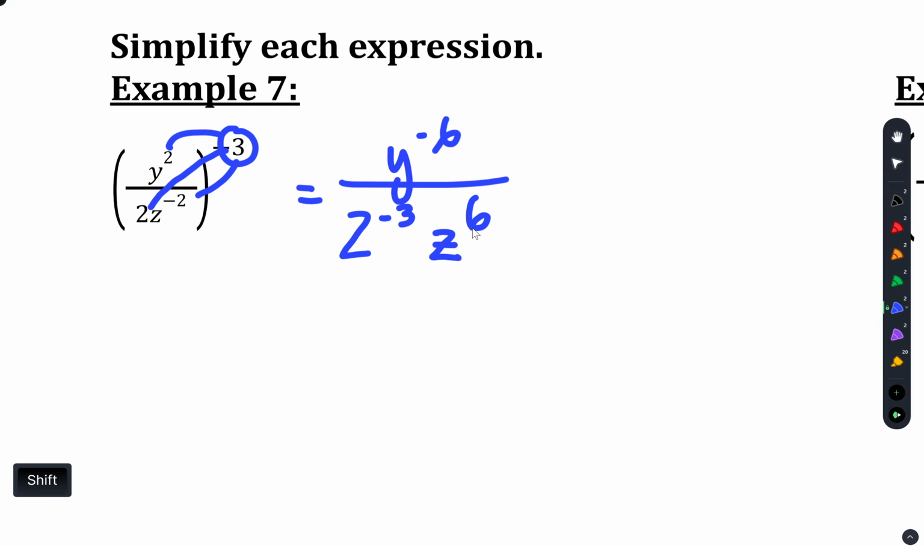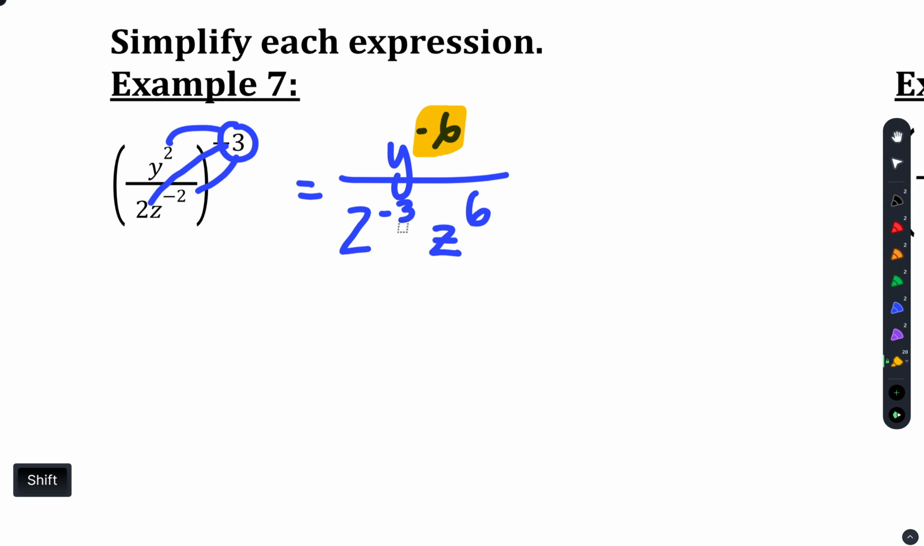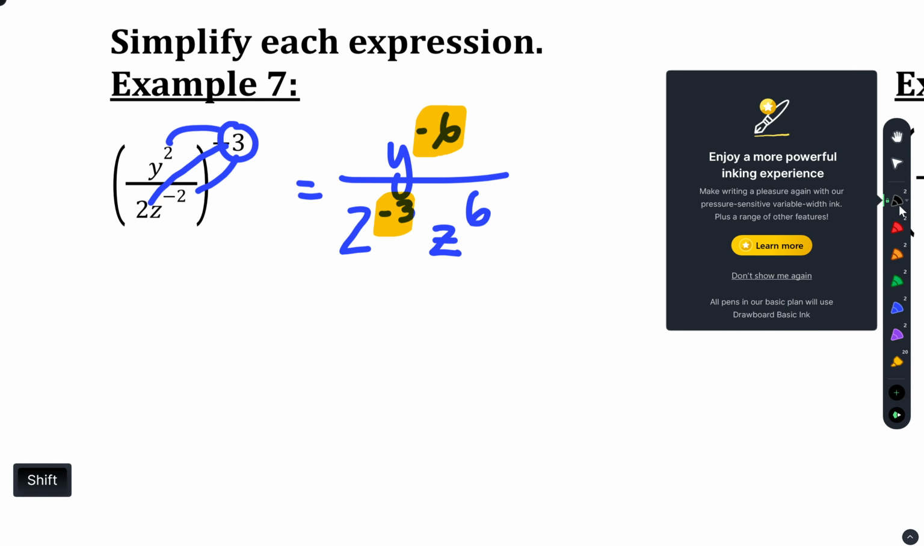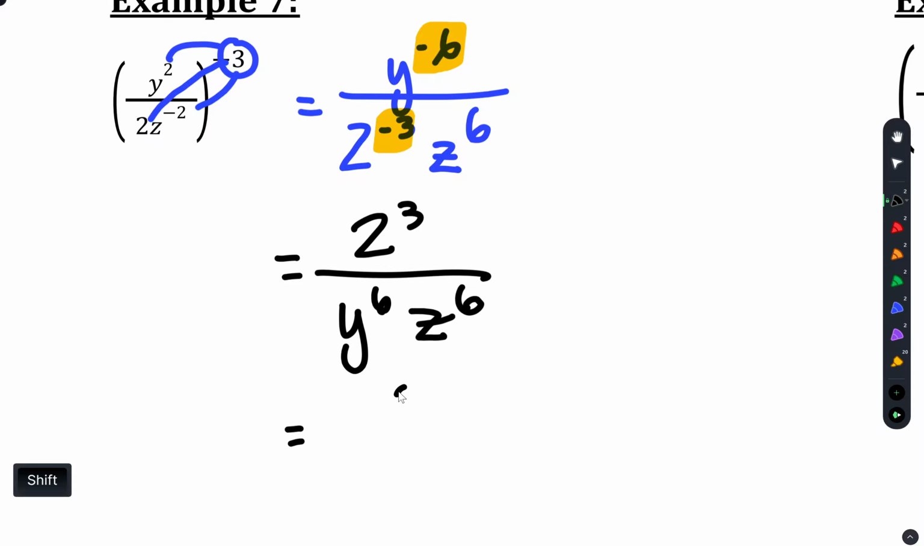Am I done? I got a lot to simplify here. I have y to the negative 6. That's a negative exponent, so it's going to move to the bottom. 2 to the negative third, also a negative exponent, is going to move to the top. So let's do that first. 2 to the third, y to the 6th, z to the 6th. And then I got one more step because I got to take that 2 to the third and make it an 8.